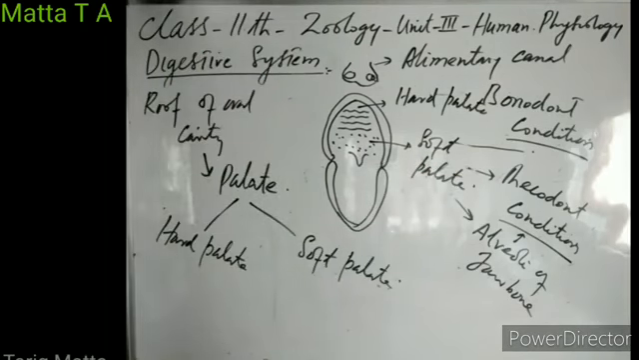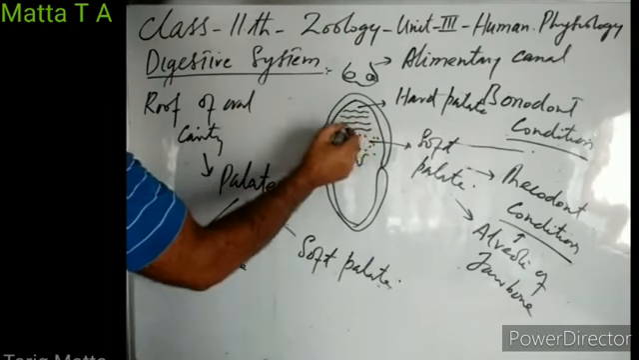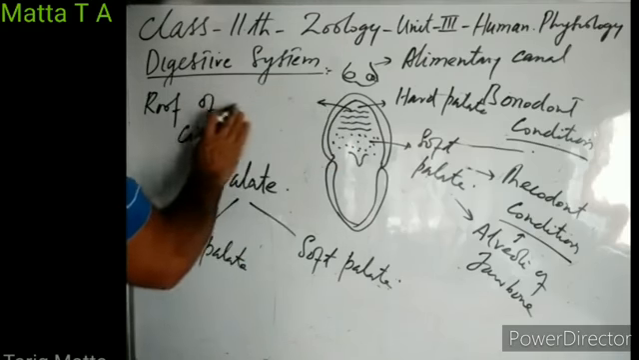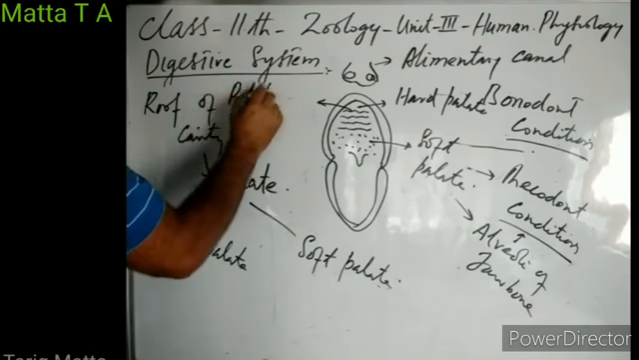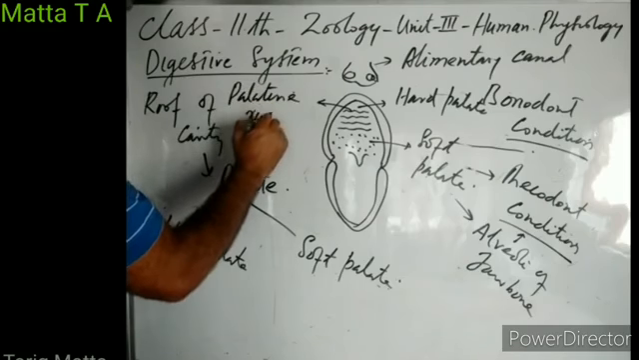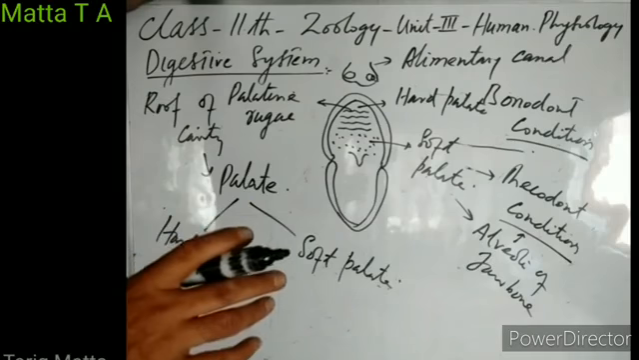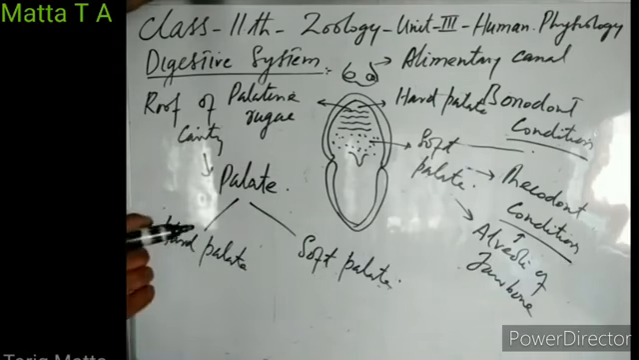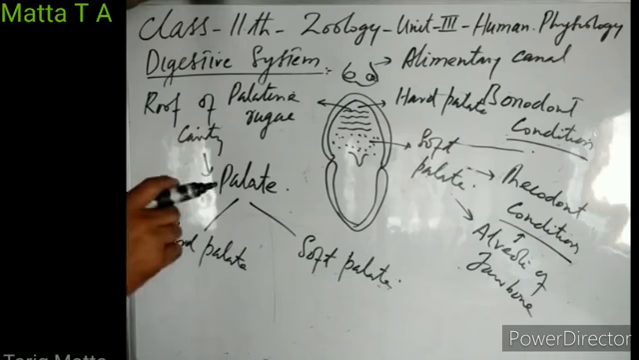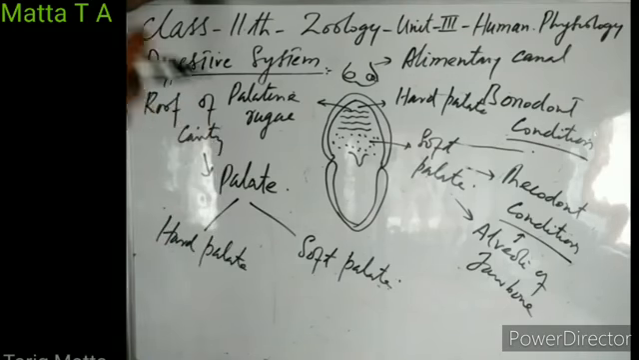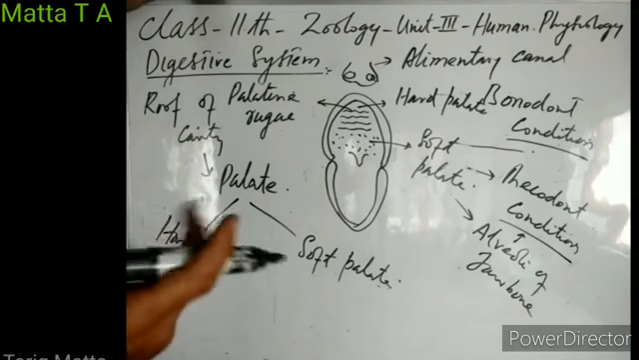On this hard palate, there are some transverse ridge-like structures. These transverse ridge-like structures, they are known as palatine rugae. They make the roof of oral cavity a bit rough so that it can hold the food during the process of mastication in the oral cavity. If these rugae would have not been there, then there were chances that our food bolus would have slipped into the pharynx without being properly masticated.